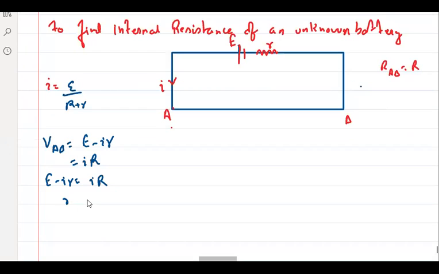Small r is equal to E minus I capital R by I. Okay, ये तो पता है. But this is not a problem, right? This is not the problem.